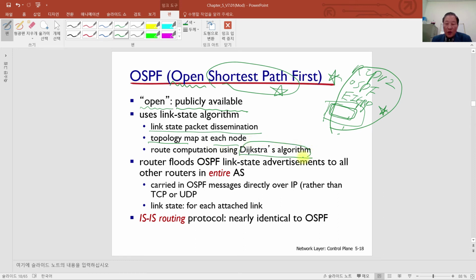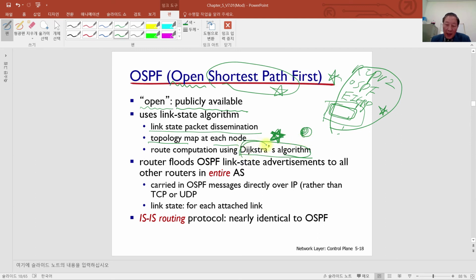This Dijkstra's algorithm is introduced in the supplementary website. Videos or clips are there, so you can watch them to understand this better. Also, in an algorithm course or graph theory, you can see this Dijkstra algorithm.